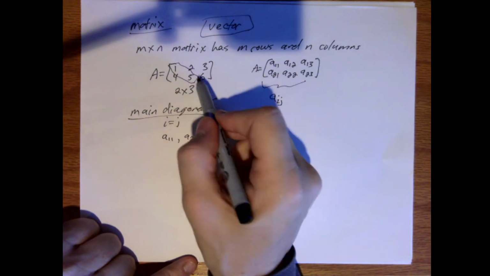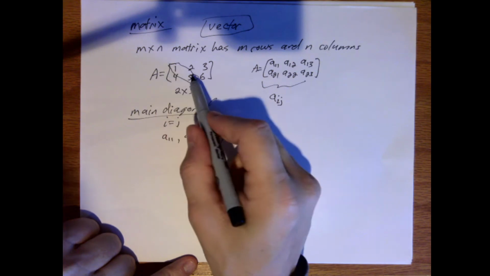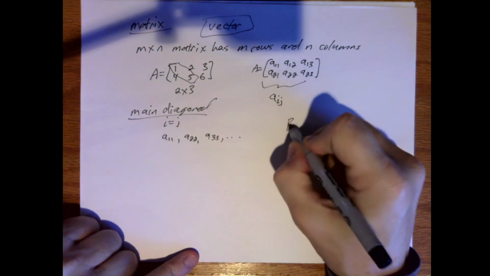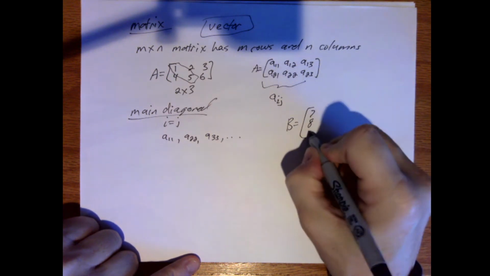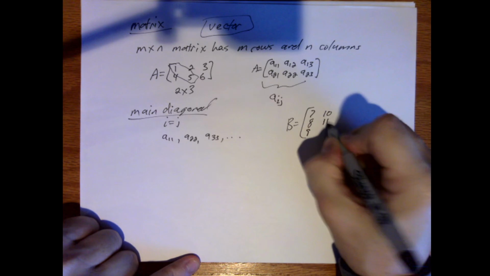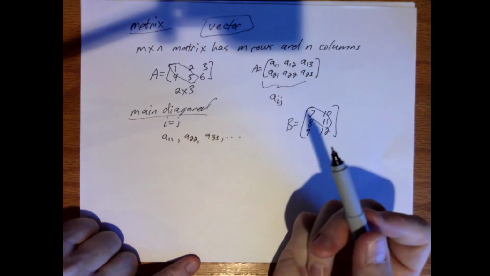So here, the 1 is the A11 element and the 5 is the A22 element, so they form the main diagonal. If I had something like this, B is equal to 7, 8, 9, 10, 11, 12, then 7 and 11 form the main diagonal. Okay?